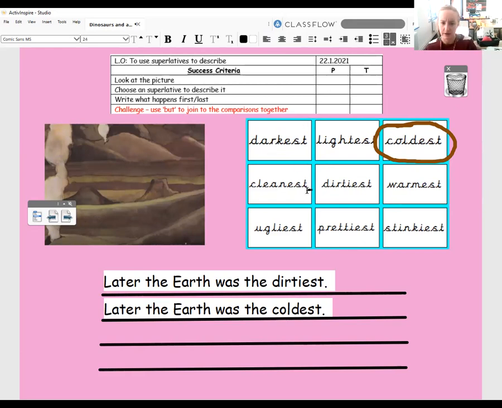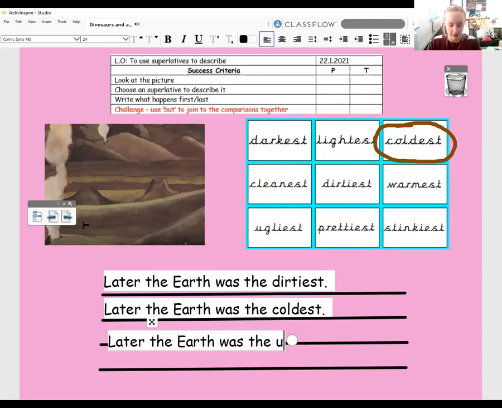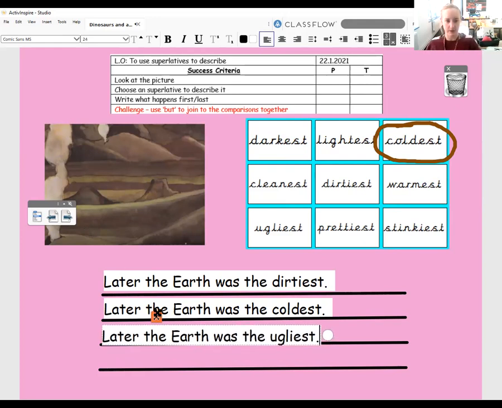No. Is it cleanest? No. Ugliest. There we go. So later the earth was the ugliest. Great. So I've had a little go now at looking at the picture, using a superlative to describe it, and writing what happens first and then last.